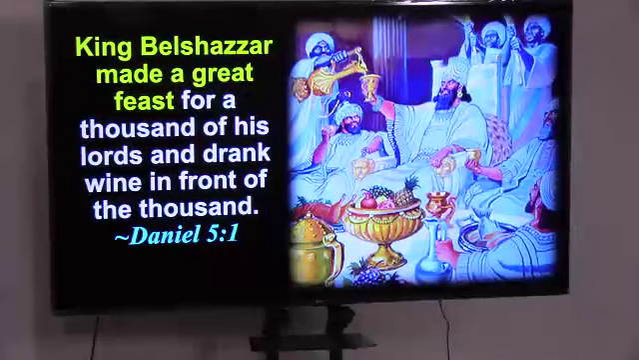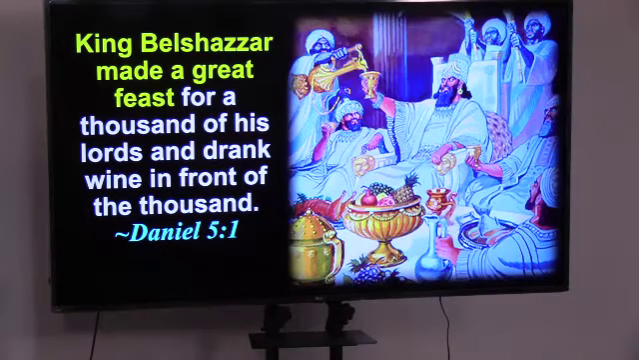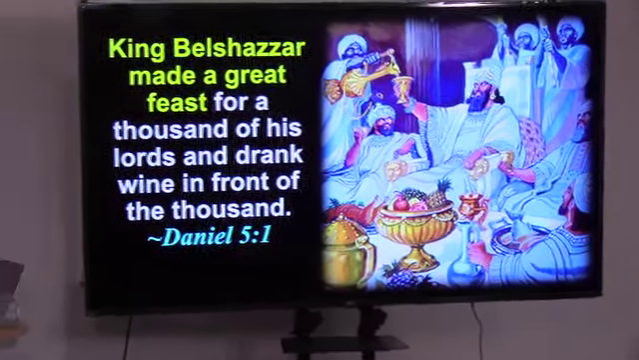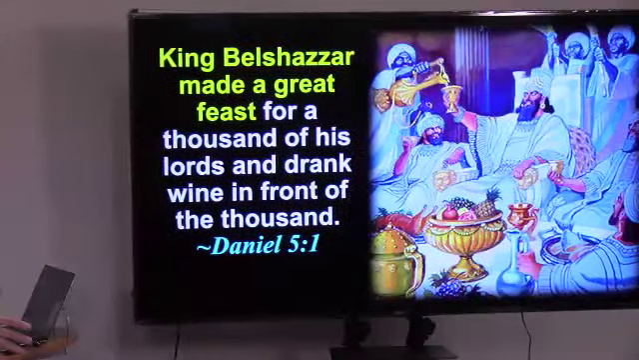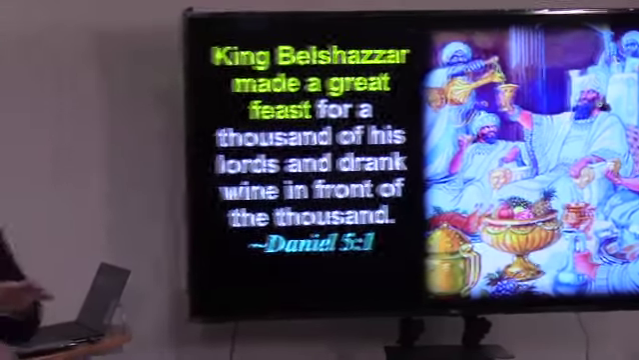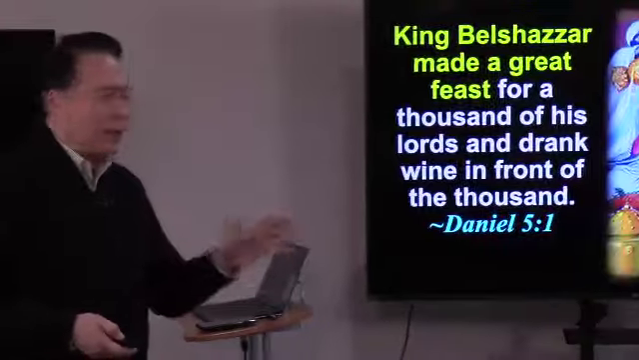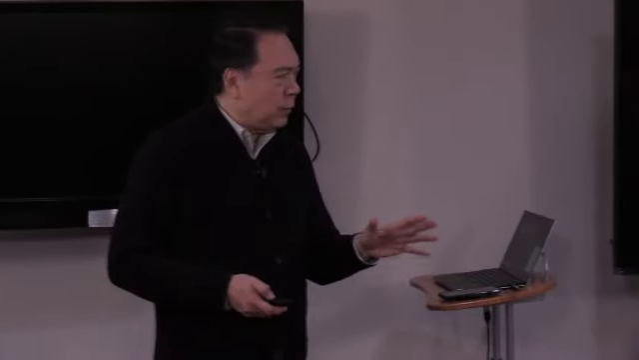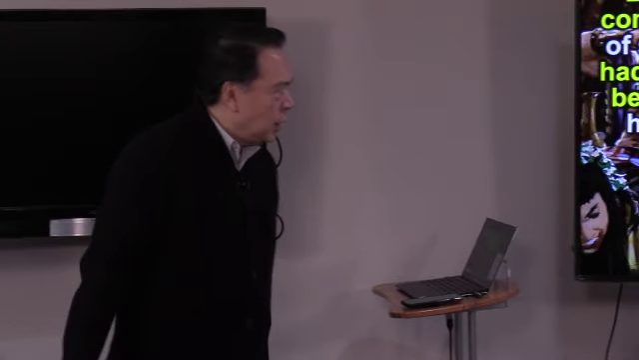Okay? So King Belshazzar made the great feast for 1,000 of his lords and drank wine in front of 1,000. So you're talking at least 1,000 leaders, political leaders, during the time Belshazzar was in a feast. Okay? Remind me, we'll go back and tell you exactly why the feast was there. I think William Shea gave one of the best explanations to that.